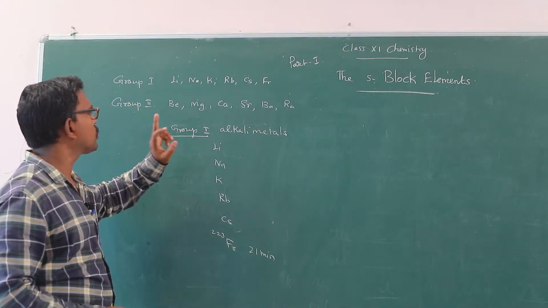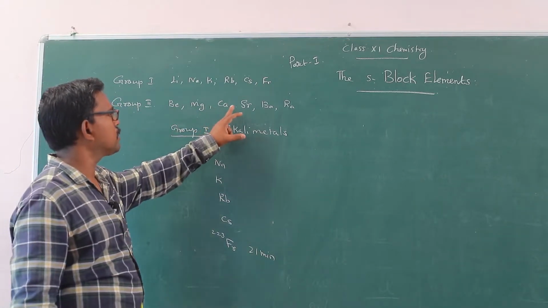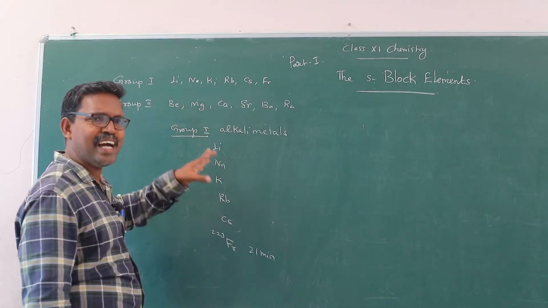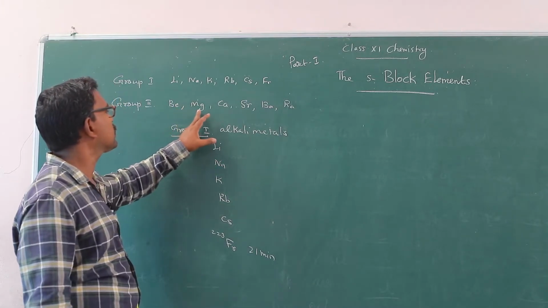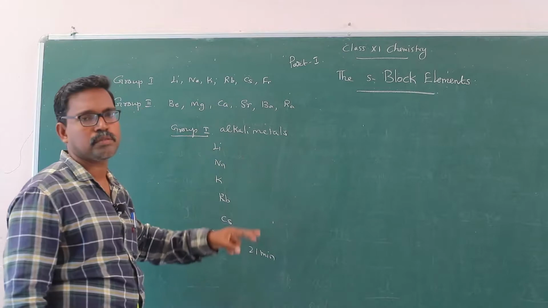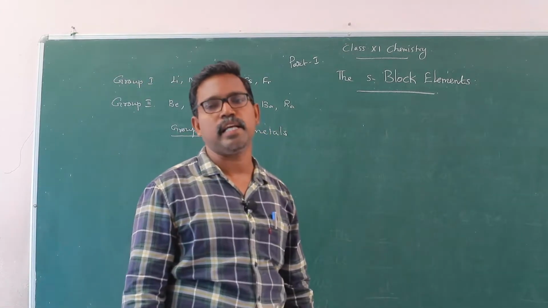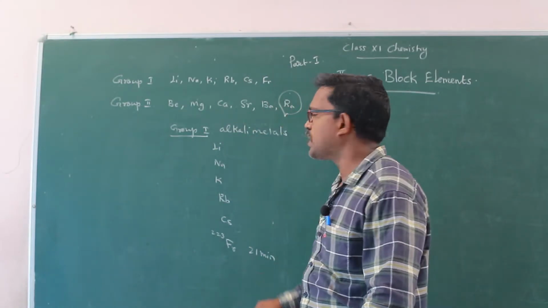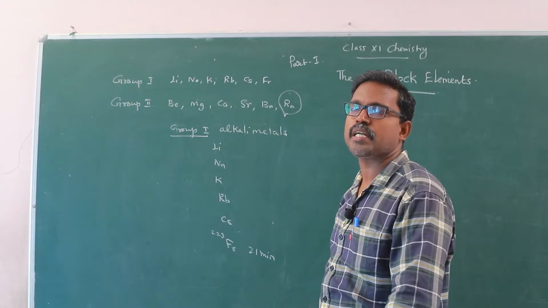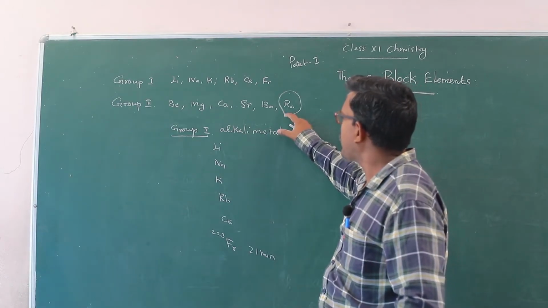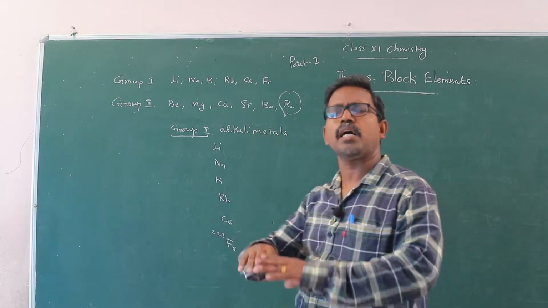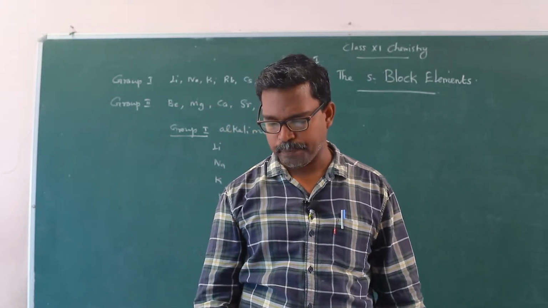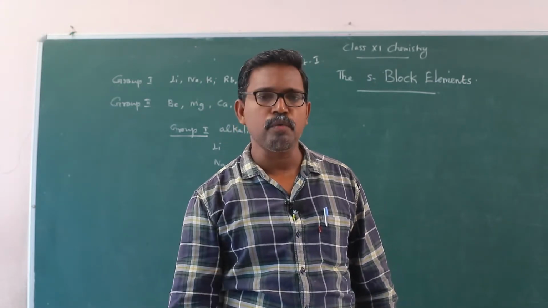And group 2 consists of beryllium, magnesium, calcium, strontium, barium and radium. Here also beryllium is very rare in the earth's crust. Magnesium and calcium are abundant in the earth's crust. Radium is a radioactive element, and from the radioactive core of radium, other radioactive elements are synthesized in future. Okay. So these are the groups.